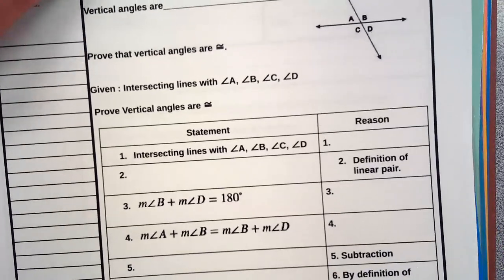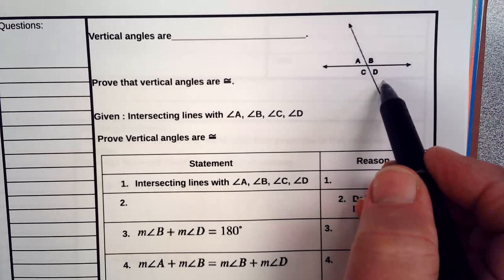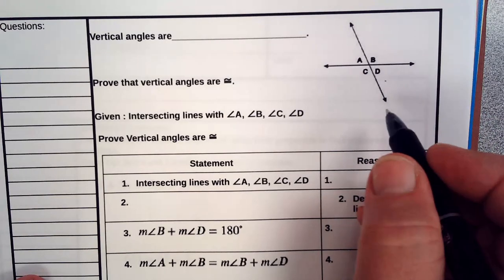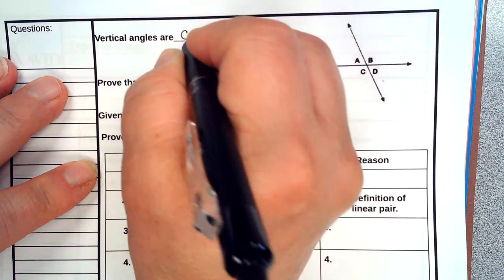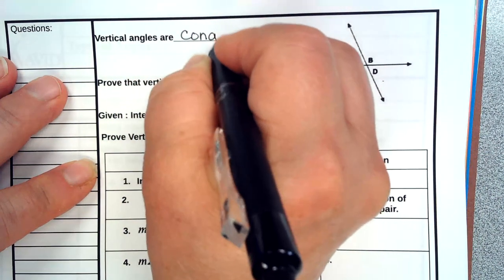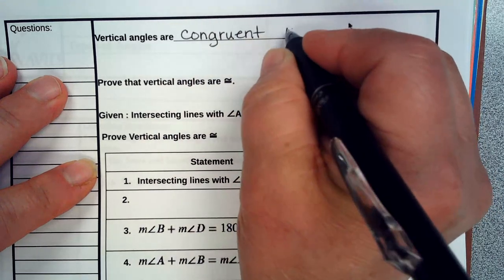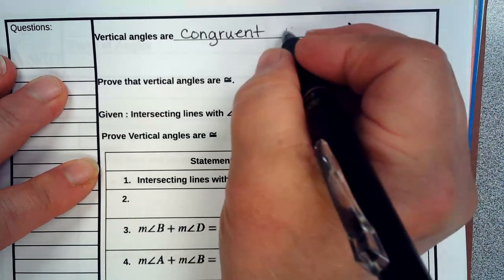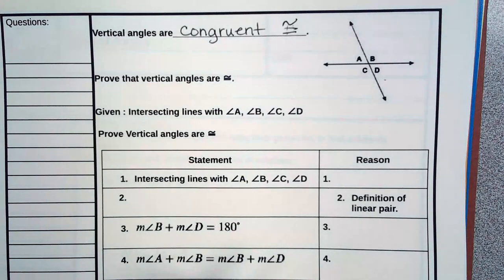Okay, if you're looking at vertical angles, A and D are vertical, B and C are vertical. What do you think they are? Well, they are congruent. The symbol for that is an equal sign with a little sideways S on the top. Okay, so we're going to prove that vertical angles are congruent.